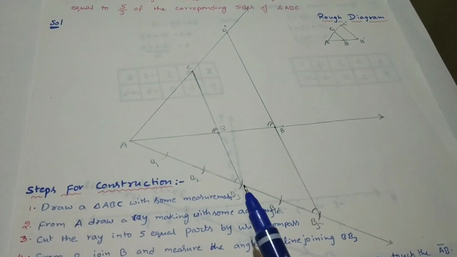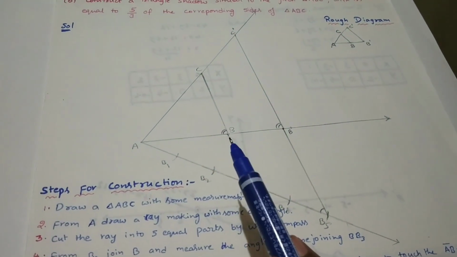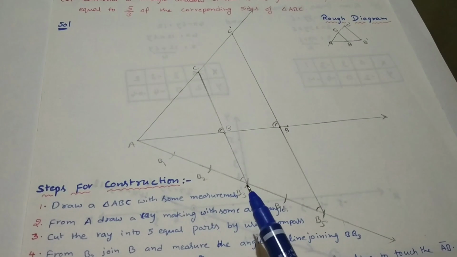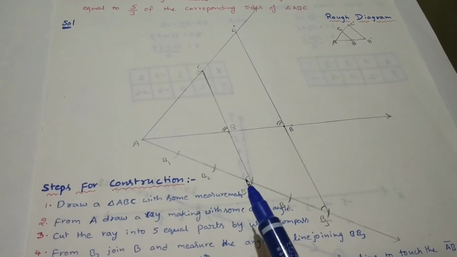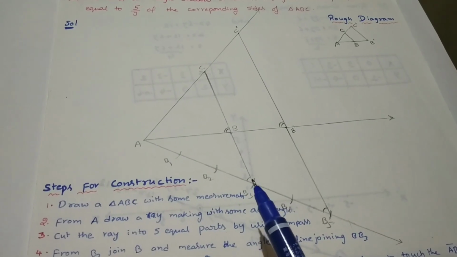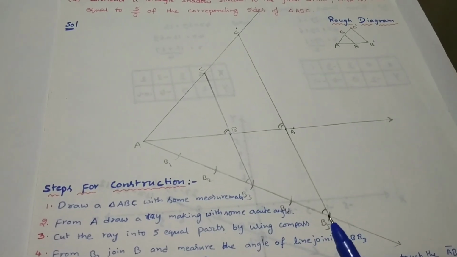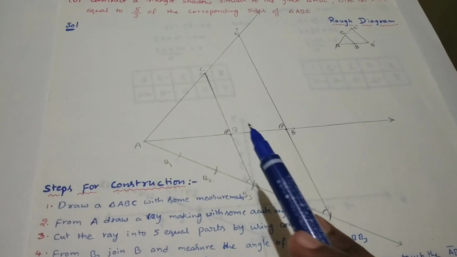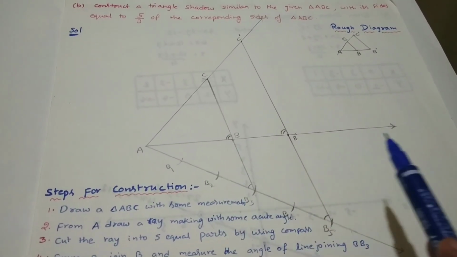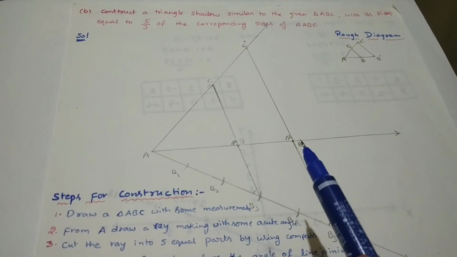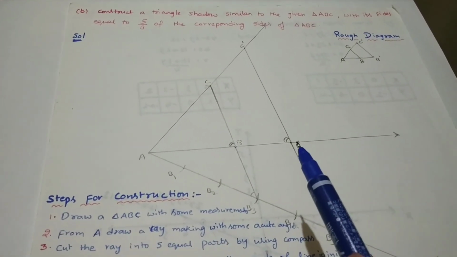For the point B3, join B. After that, with the help of the compass, you measure how much this angle is. With the same measurement, from the point B5, you should draw a line so that it cuts the AB line. You extend that AB line. Where it touches, let it be B1.